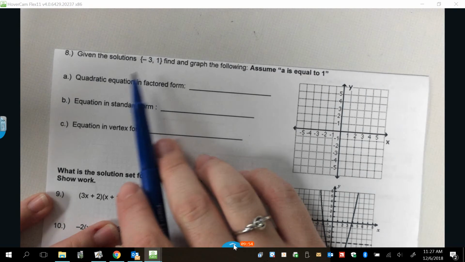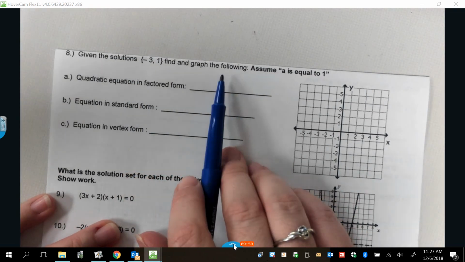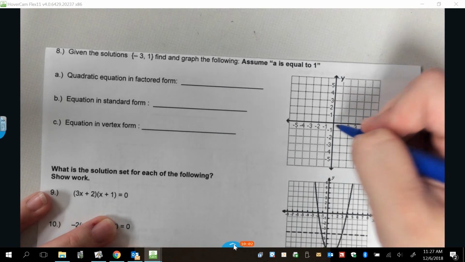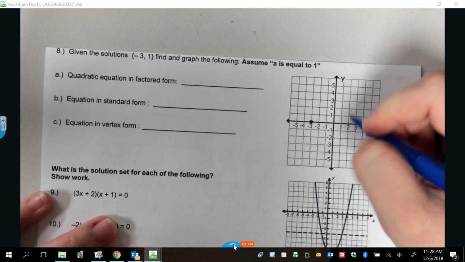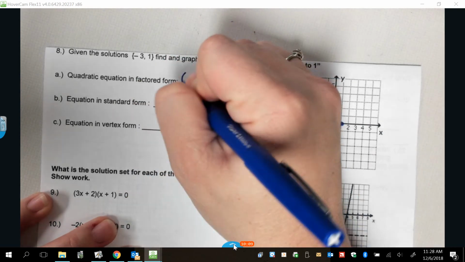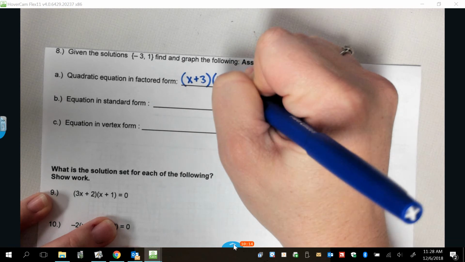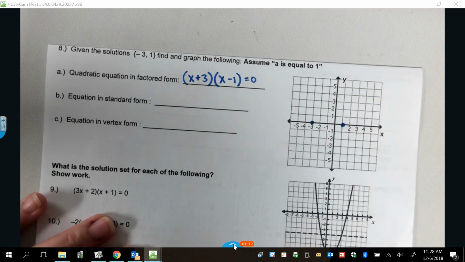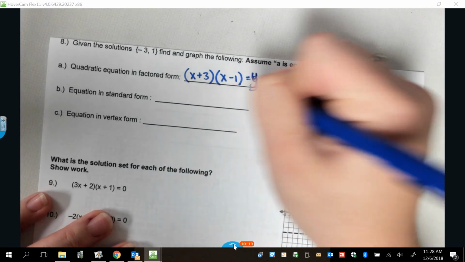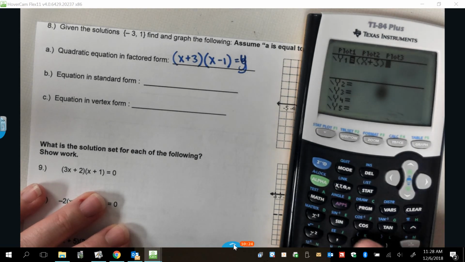Okay, given the solution negative 3, 1, find the graph of the following, assuming a is equal to 1. So we know that we have a solution here at negative 3 and at positive 1, and it says quadratic equation in factored form. Well, remember, that's just the opposites. So x plus 3, x minus 1. Or y equals, you can put a y there too, it doesn't matter. So I can type that in my calculator: x plus 3, x minus 1.